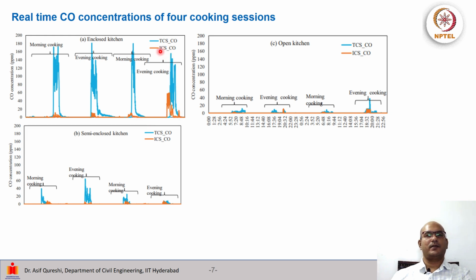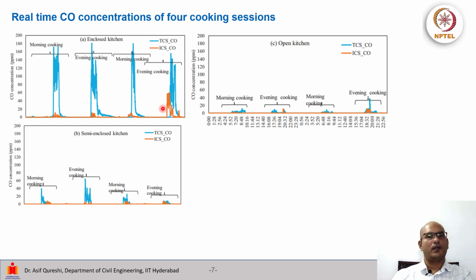When we look at the improved cooking stove, the orange, there are some small orange peaks during the cooking hours, but these peaks are very small compared to the peaks for the traditional cooking stove. And here also we had some for traditional, and they are quite small for the improved cooking stove.